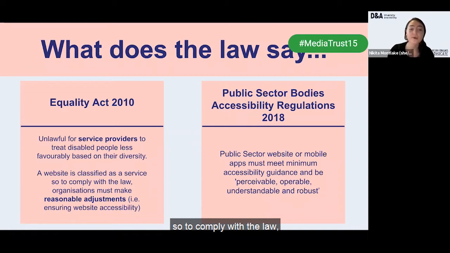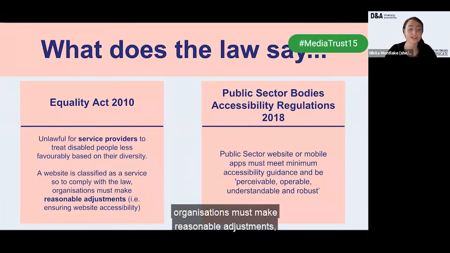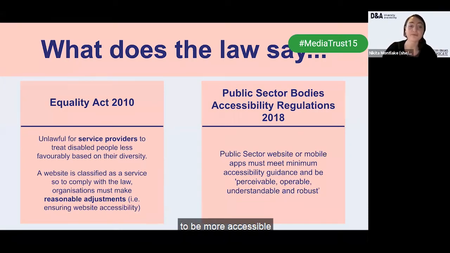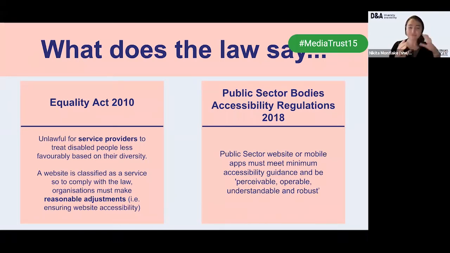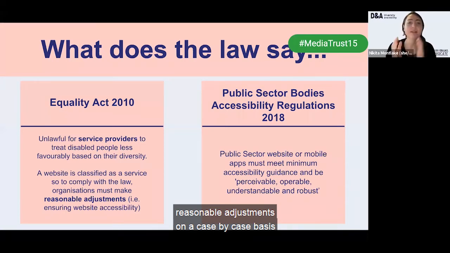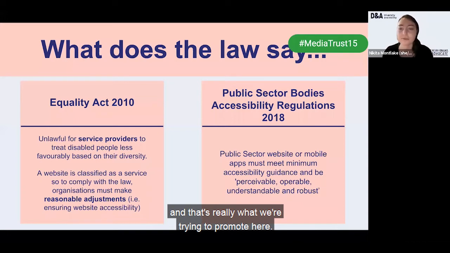So to comply with the law, organizations must make reasonable adjustments, which means ensuring website accessibility. And when we talk about reasonable adjustments, that's sort of the cherry on top of inclusive design. So like what Rox was mentioning just now about design needing to be universally accessible. Universal design is the sort of new way of thinking in terms of how we are designing things to be more accessible, so that once we have that basis of accessibility, reasonable adjustments on a case-by-case basis are not that big a deal, you know, we can make those small amends for those individuals because we already have that baseline of accessibility, and that's really what we're trying to promote here.